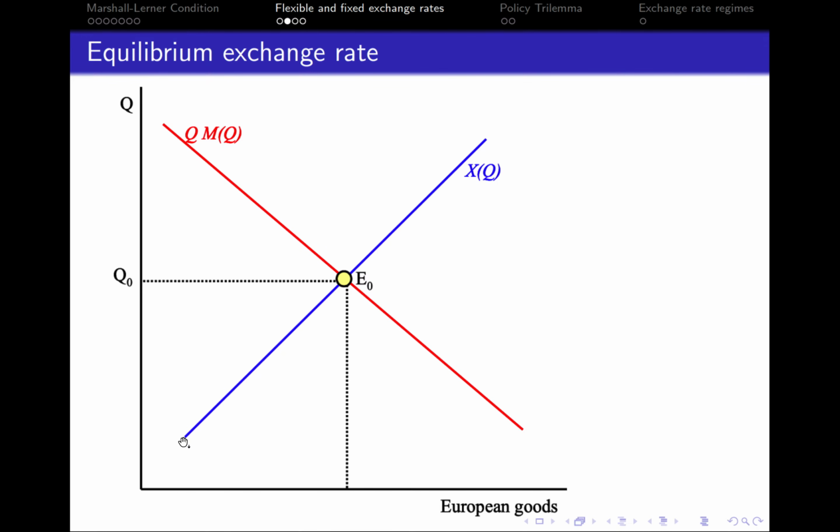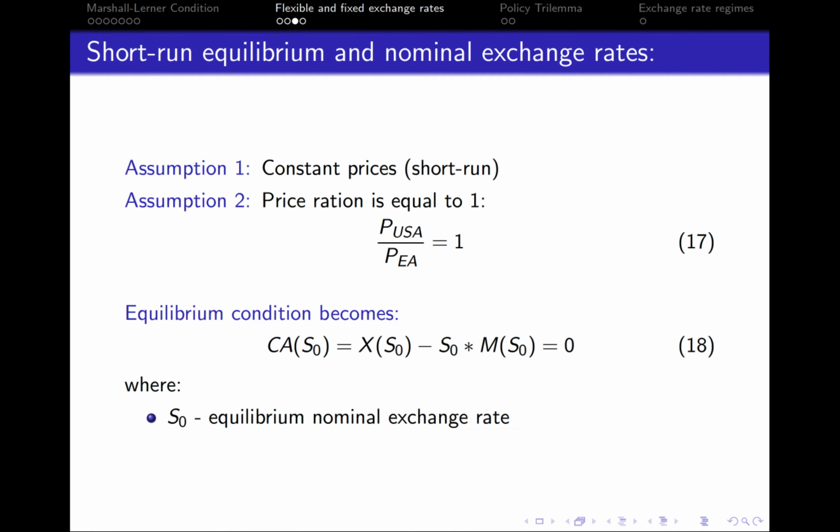And in the case of exports, it is the opposite. The more competitive we are, the more we sell abroad. Of course, only at the point where the two are equal to one another will we have the equilibrium exchange rate, and the level of production of European goods associated with this equilibrium exchange rate.